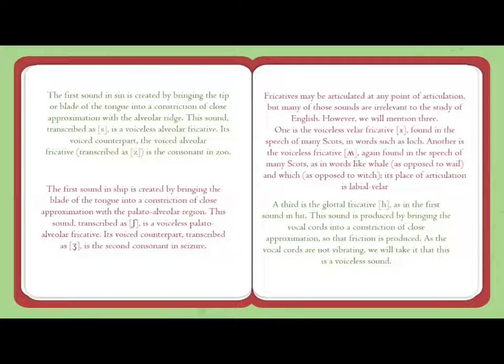A third is the glottal fricative, as in the first sound in hit. This sound is produced by bringing the vocal cords into a constriction of close approximation, so that friction is produced. As the vocal cords are not vibrating, we will take it that this is a voiceless sound.